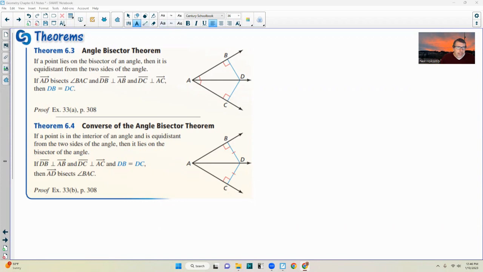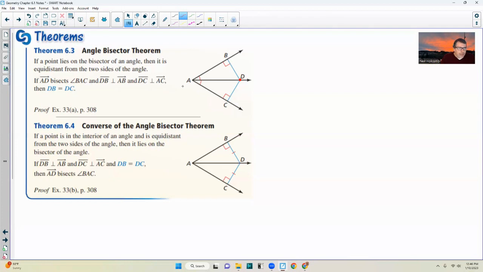So it says if a point lies on a bisector of an angle, so here's an angle, angle BAC. If a point lies on the bisector, in this case ray AD, so if point D lies on ray AD, then it is equidistant from the two sides of the angle. So if ray AD bisects angle BAC, so here's ray AD, bisecting angle BAC.